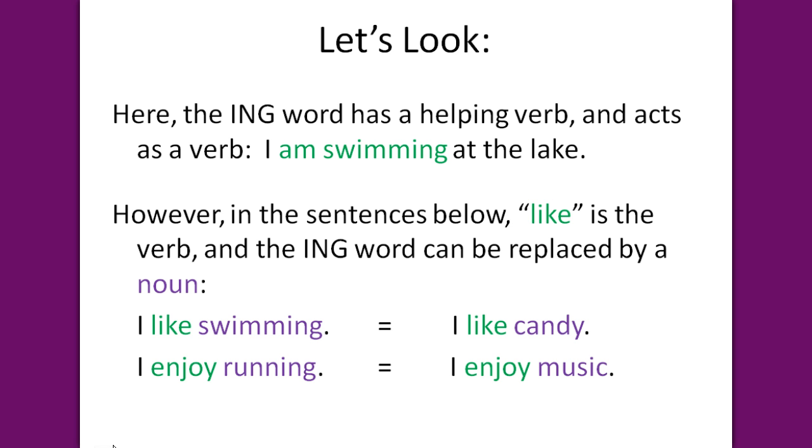I enjoy running. I enjoy music. Again, one would not mistake candy or music for a verb, and just as they are nouns, swimming and running are nouns that serve as objects in these sentences, saying what is liked and what is enjoyed.